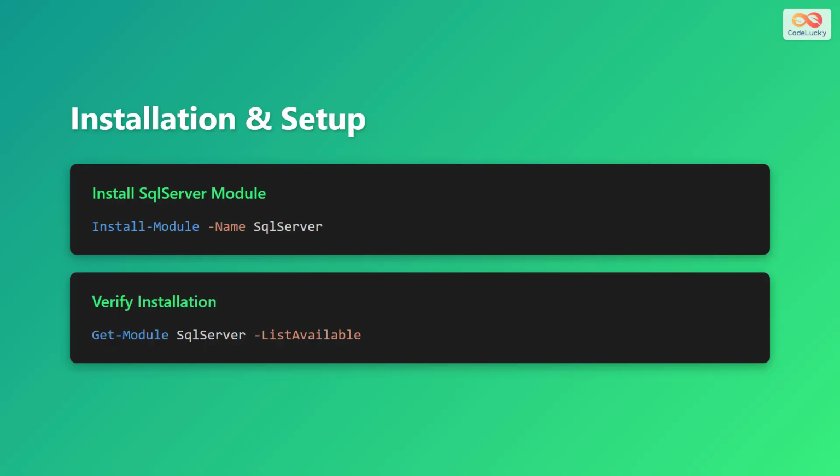Before you can use SQL Server PowerShell, you need to install the SQL Server module. Open PowerShell with administrator privileges and run the command Install-Module -Name SqlServer. This downloads and installs all the necessary Cmdlets from the PowerShell Gallery. To verify the installation was successful, use the command Get-Module SqlServer -ListAvailable. This will display information about the installed module, including its version number. If you have SQL Server Management Studio installed, the module may already be available on your system.